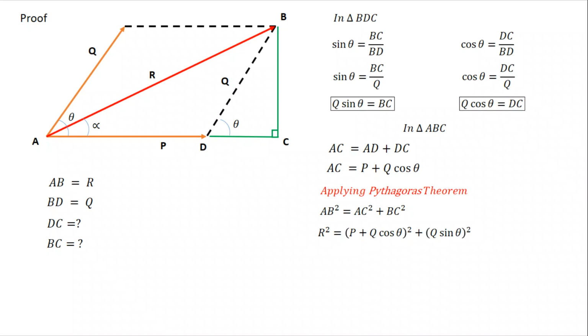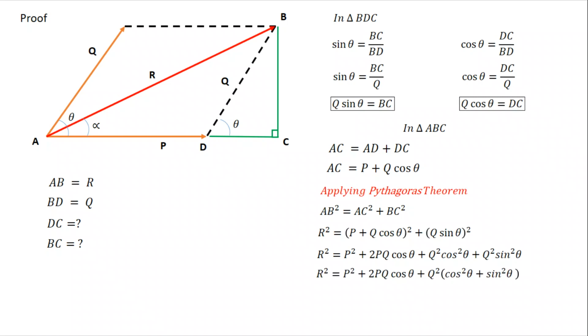So R square is equal to AC, which is P plus Q cos theta, put this value, plus BC square. BC square is Q sin theta squared. Simplify it. P plus Q cos theta whole square is like A plus B bracket square, so A square plus twice AB plus B square. So simplifying this one: P square plus 2PQ cos theta plus Q square cos square theta plus Q square sin square theta.